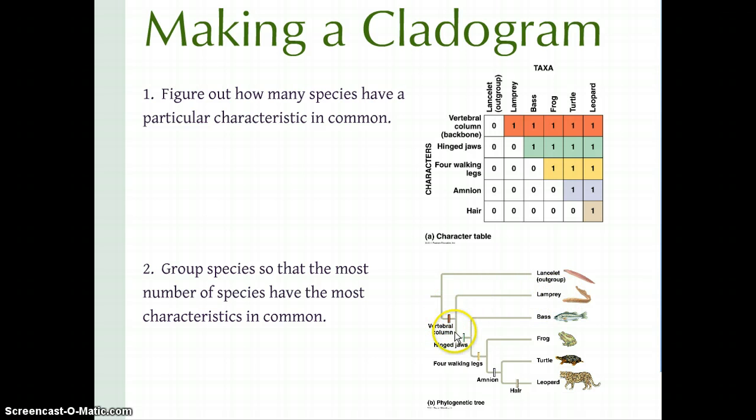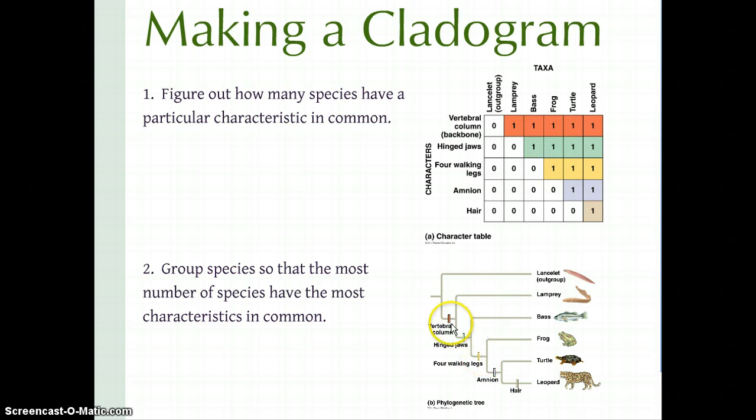And then they all have a vertebral column, and then you move on to the idea of hinged jaws. Okay, how many of these organisms have the hinged jaws? We'll make this the hinged jaw group since there are these 4 left. And then, okay, of these 4, who has walking legs? These 3. And then you come up with these increasingly exclusive groups. And again, that shows us an idea of when these different traits occurred.